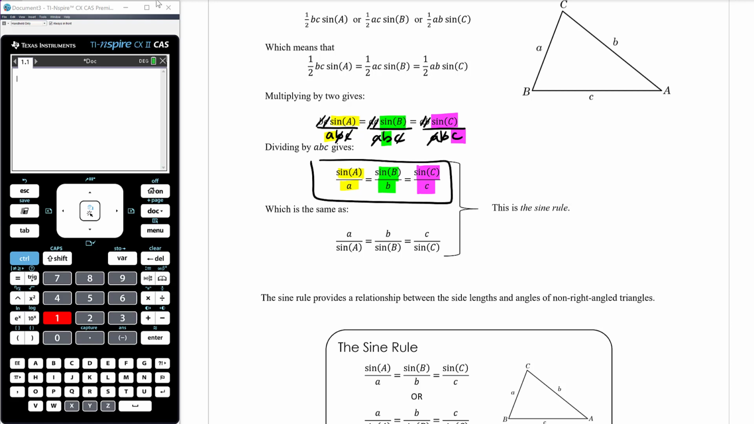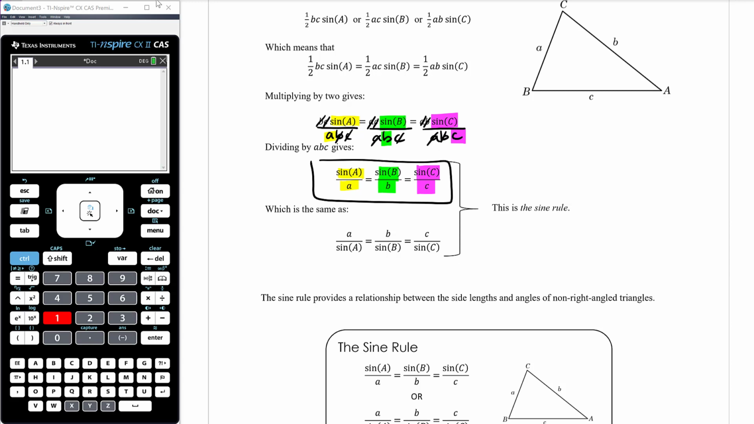Sine of an angle A, divided by its opposite side length a, is the same as sine of a different angle B, divided by its opposite side length b, which is the same as sine of another angle C, divided by its opposite side length c. And we can also take the reciprocal of this rule, so we can flip all of these fractions and it's still the same rule. So it's the same as saying side length a divided by sine of angle A is equal to side length b divided by sine of angle B, which is equal to side length c divided by sine of angle C. Now we wouldn't use all three; we wouldn't set up an equation with two equal signs in it.